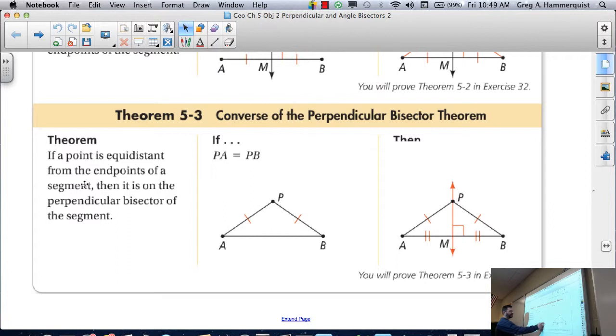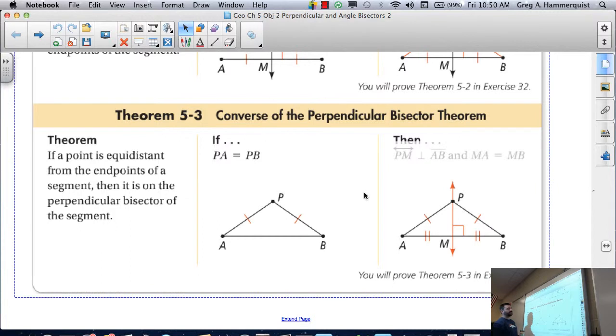We're looking at segment AB. If we have a point not on that segment, like point P, and that point P is equidistant from the endpoints, right? PA and PB are equal in length, they're congruent. Then what we know to be true is that the line PM is perpendicular to AB. There's our perpendicular, and MA equals MB. So we have a perpendicular bisector to segment AB. It cuts segment AB in half, and it's also perpendicular.